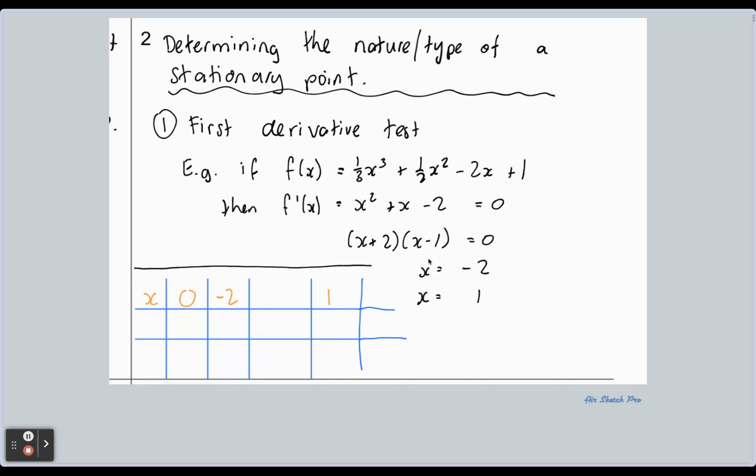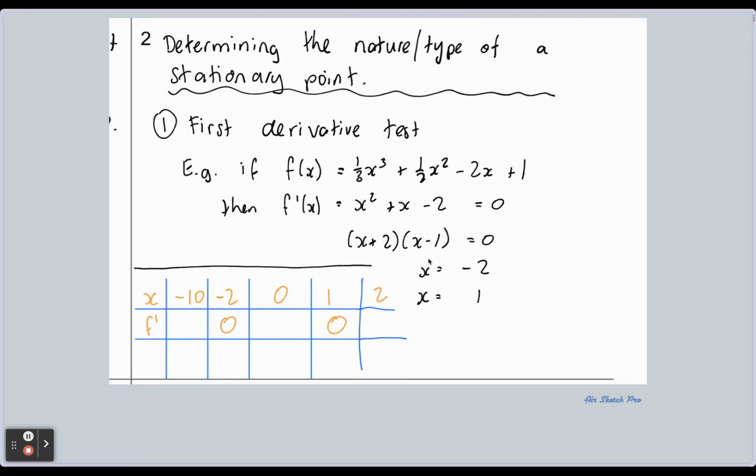So I'm going to choose -10, then I'm going to choose 0, then I'm going to choose 1, then I'm going to choose 2, something like that. Maybe even 10. No, I'll leave it as 2. Okay, so what I do then is I put down my derivative row like so. Now, at the turning points -2 and 1, we know that the f dash is equal to 0, so I can put zeros in here.